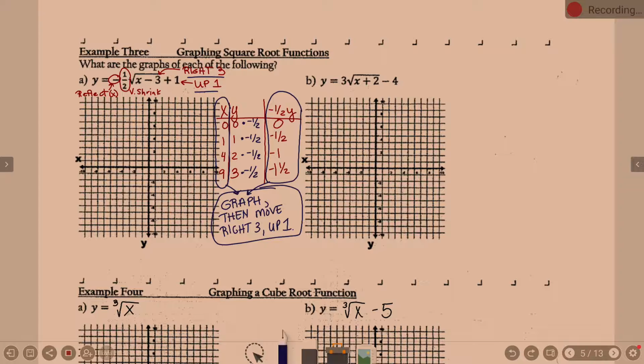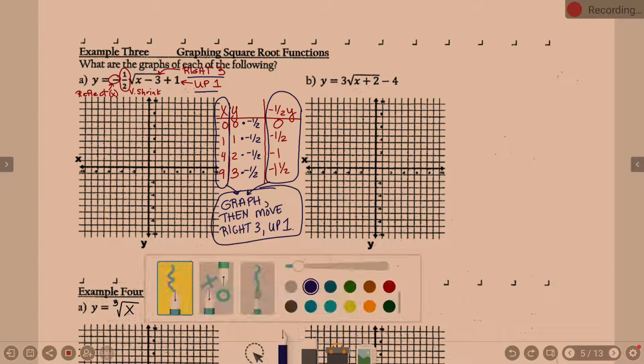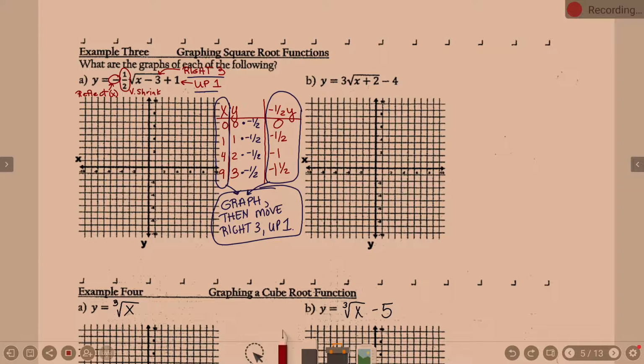We're going to graph those x and y's, and then we're going to move them right 3, up 1. Give you a moment to write that, and then I'll take you through the graph. You ready? So I'm graphing what I have up there in red. Instead of 0, 0, I'm graphing 0, 0. That one didn't change because it just stayed the same.